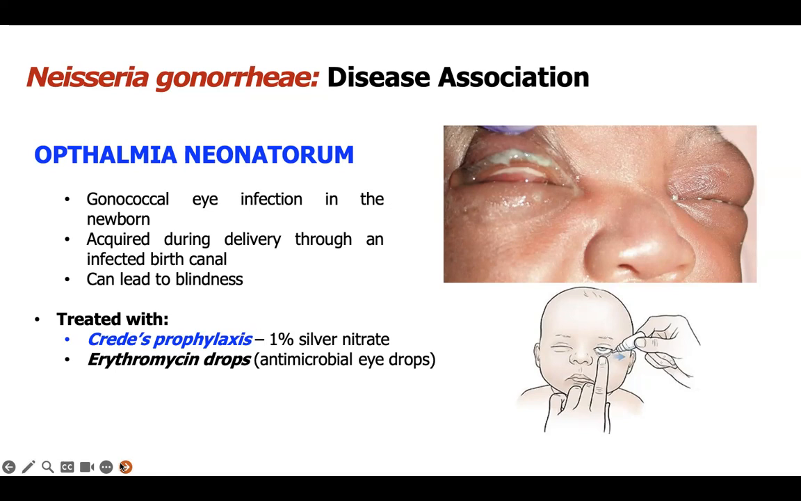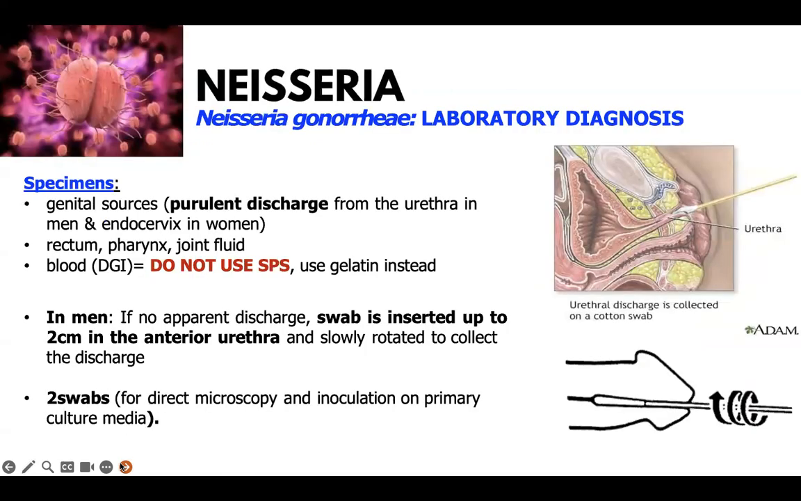treatment. Usually naman lahat nilalagyan na yata nila. Kasi pag tinignan mo yung baby, parang mga naka-eyeshadow. Okay? So, previously, the treatment used is Crede's prophylaxis. Okay? That's 1% silver nitrate. Pero dahil ang silver nitrate ang nilalagay natin, nagkakaroon siya ng parang shadow, parang nag-eyeshadow si baby. Parang na-black eye yan. Okay? So ngayon, erythromycin drops na lang ang ginagamit natin. Gaya niyan. Okay? So, laboratory diagnosis.